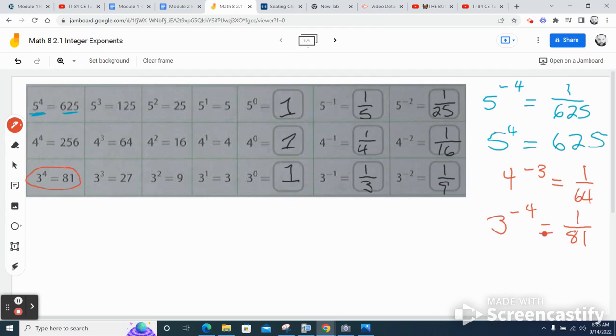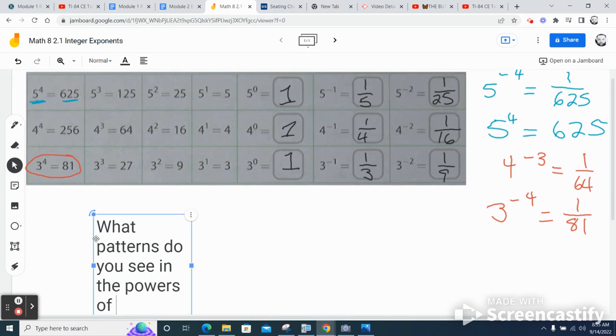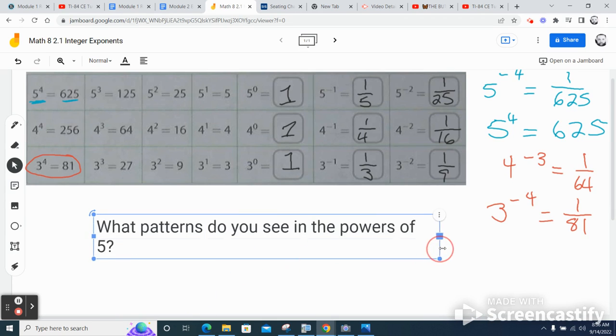All right. So it says, what pattern do you see in the powers of 5? Well, let me write the question and I'll type the answer. So in your textbook, it says, what patterns do you see in the powers of 5? Okay, and then the next question is, what patterns do you see? So your textbook, how would you word that? What's the pattern that you see?